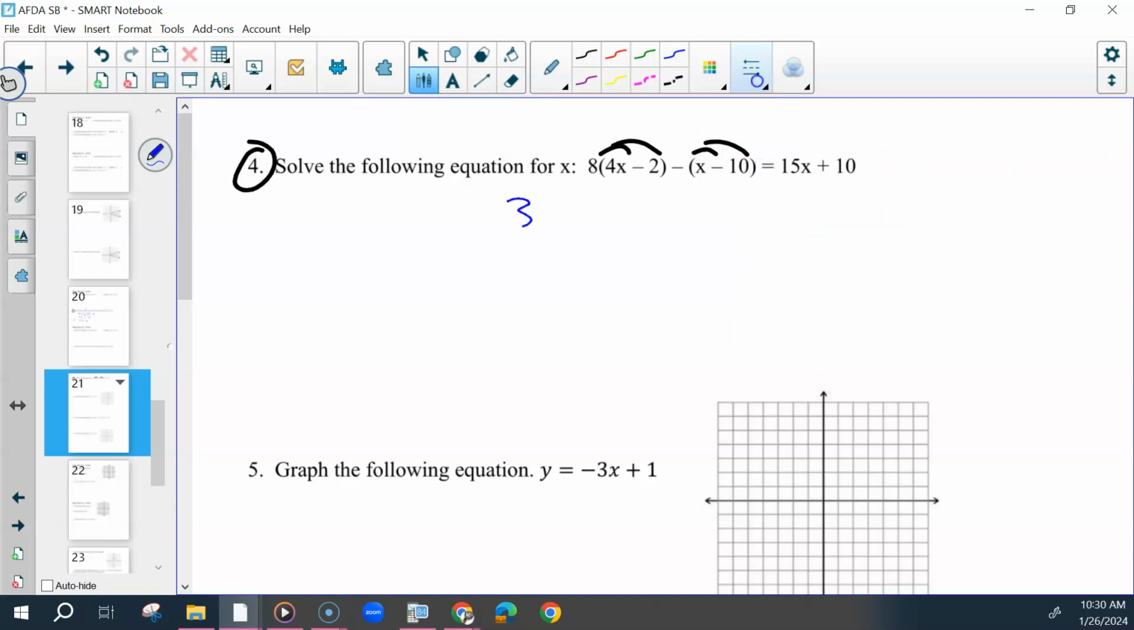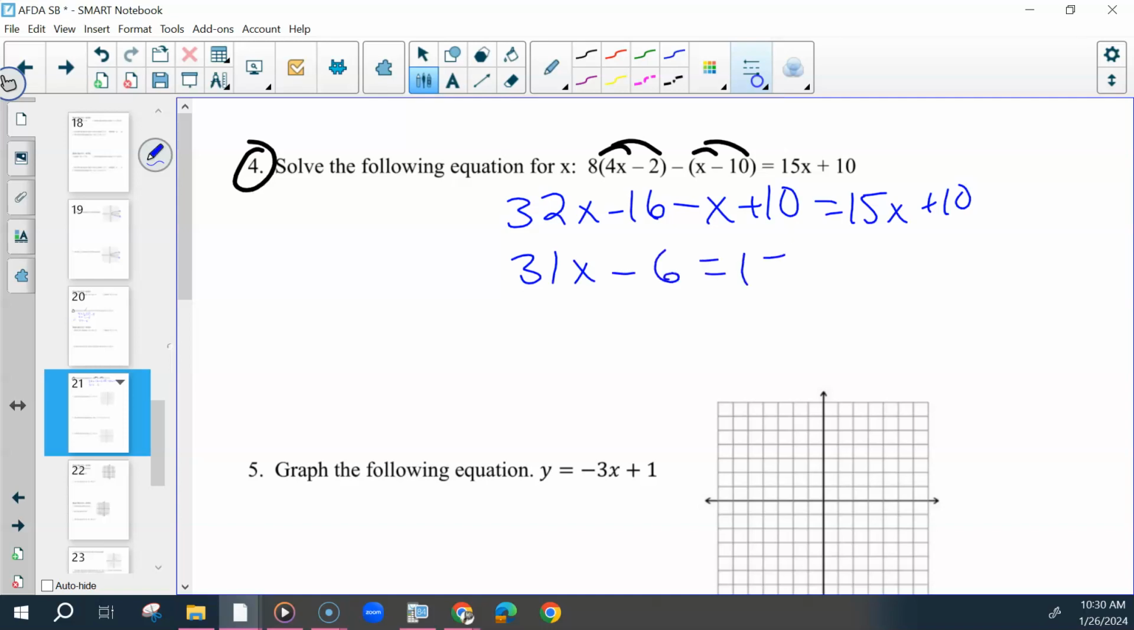So we have 32x minus 16 minus x plus 10 equals 15x plus 10. Combine your like terms, do exactly what it says. 32 minus x, so 31x. Negative 16 plus 10, so minus 6. Then you can pick and choose what you want to move and solve.